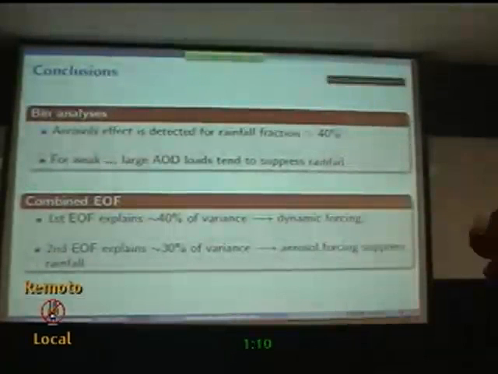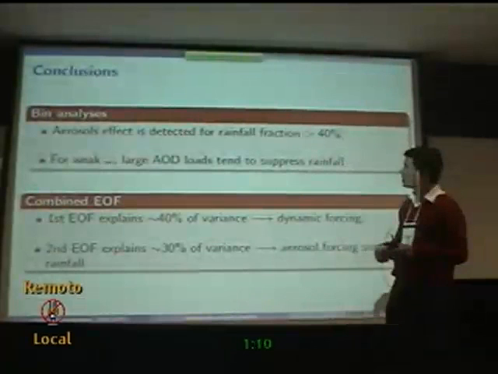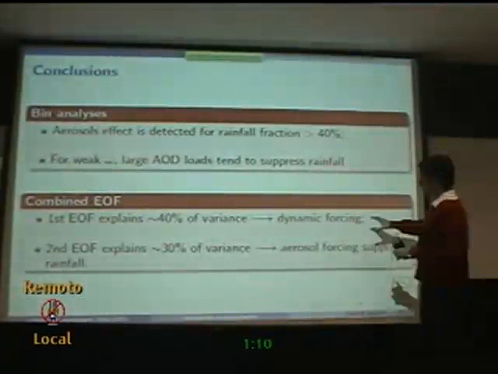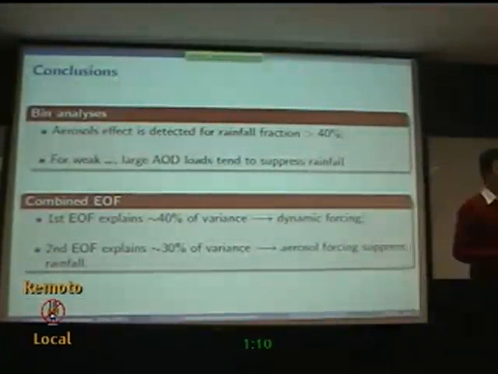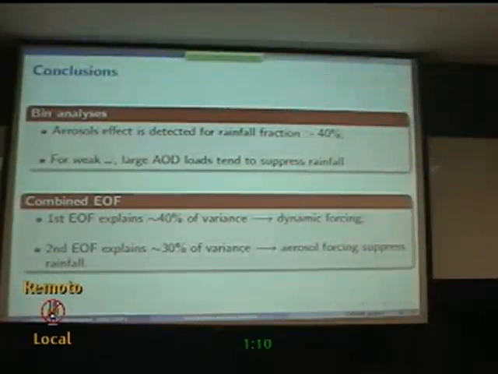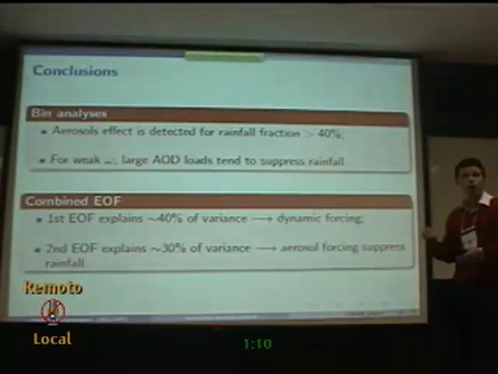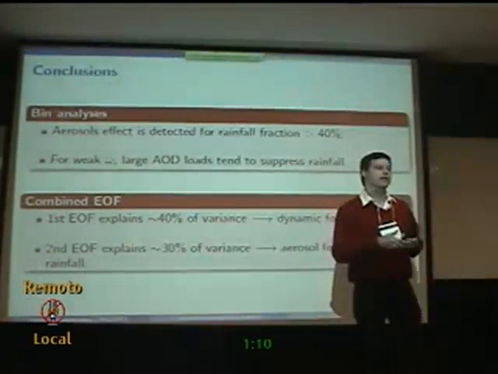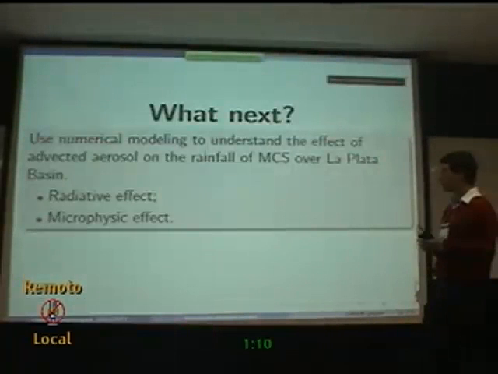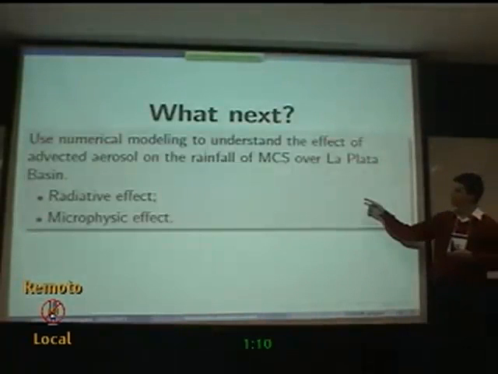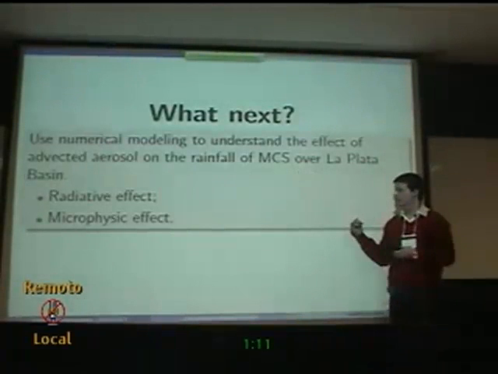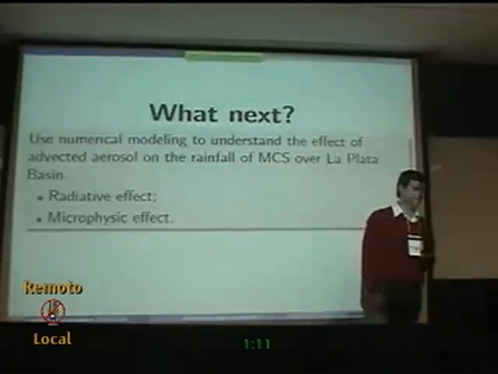So the conclusions are: for beam analysis, aerosol effect is detected by rainfall fraction above 40%. For weak omega, large AOD loads tend to suppress rainfall. Now for the combined UF, the first UF explains 40% of variance. This UF detected the dynamic forcing. And the second UF explains 30% of variance and detected aerosol forcing that, in this case, suppresses the convection, or the rainfall. So, for the next steps, I will use numerical modeling to understand the effect of advective aerosol on the rainfall of mesoscale convective systems over La Plata Basin. These effects are radiative and microphysical.